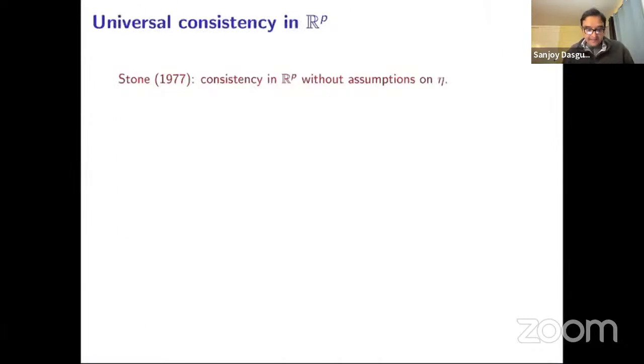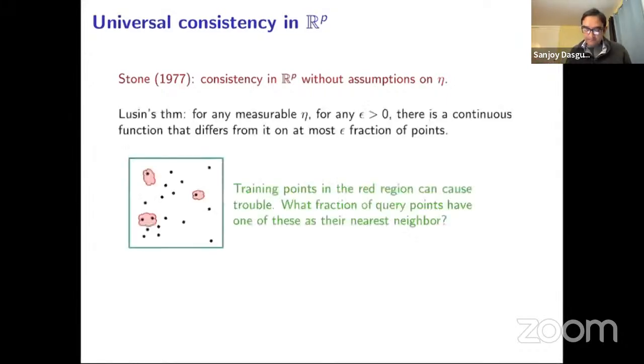Okay, so that was the 1960s. And then in the 1970s, there was this huge breakthrough by Stone, who was able to show consistency in Euclidean space without any assumptions at all on eta. So without the continuity assumption. Okay, and so I'll briefly indicate how that went.